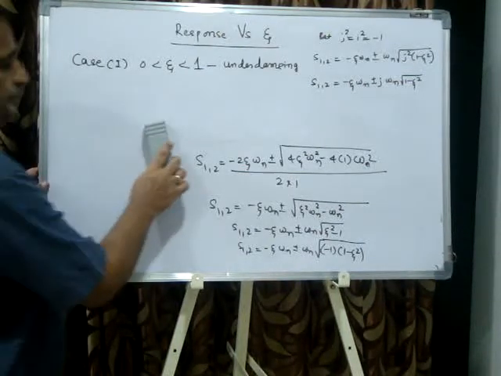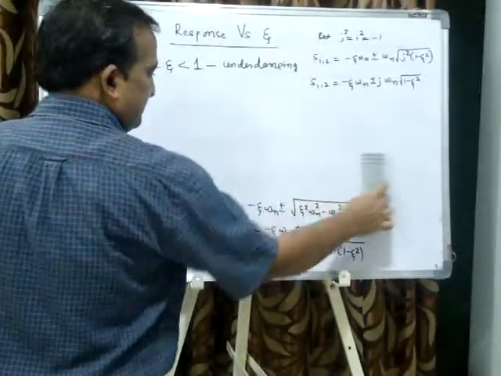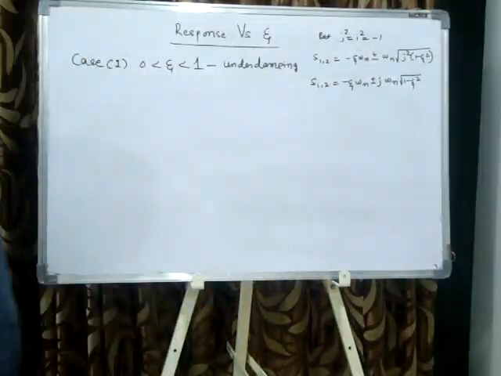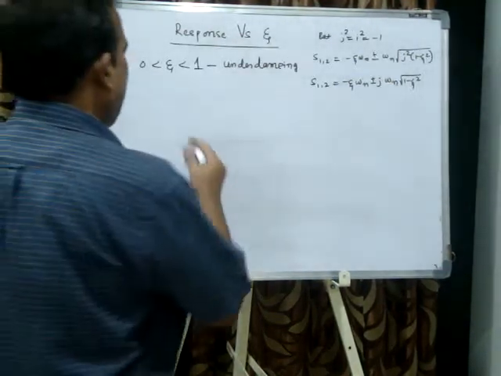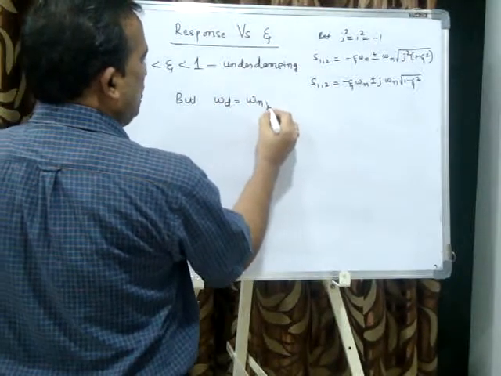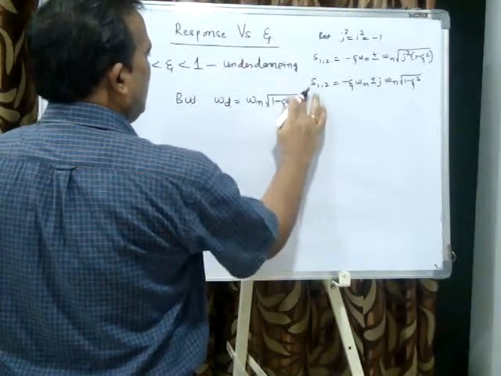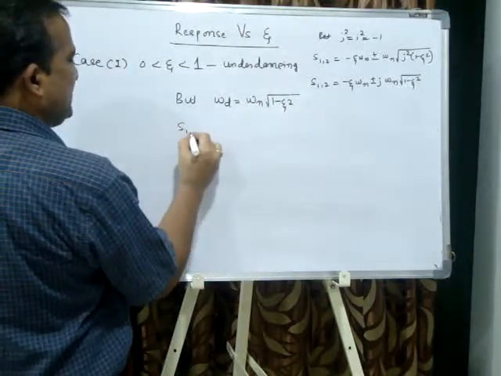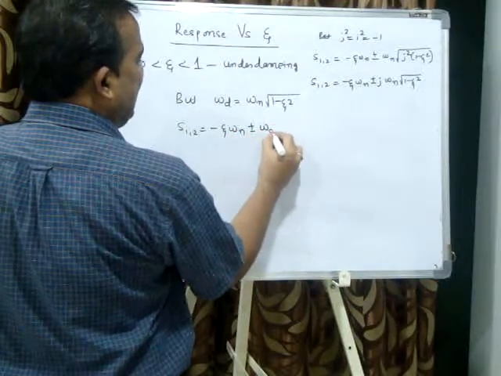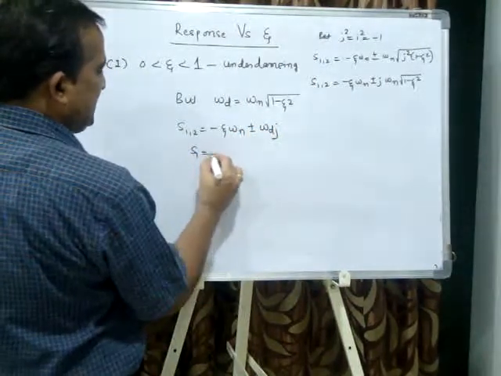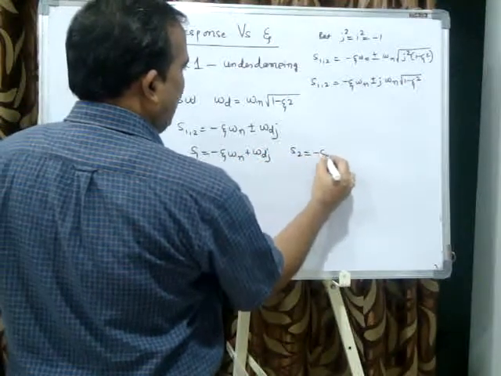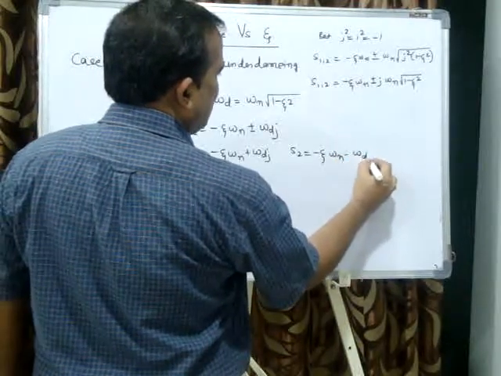Correct? Now I know omega d equals the damped natural frequency, which is equal to the natural frequency times root of 1 minus zeta square. Therefore S1,2 is equal to minus zeta omega n plus or minus j omega d. So S1 is minus zeta omega n plus j omega d and S2 is minus zeta omega n minus j omega d.